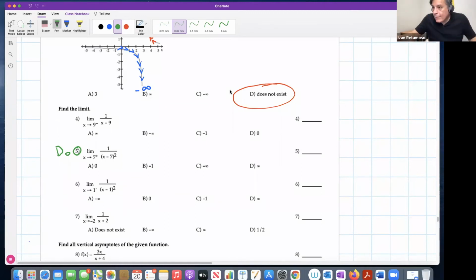Ruby. Very good. Excellent. Number 5. Yeah, excellent. Grace, also good. Very good, guys. CG. Good.